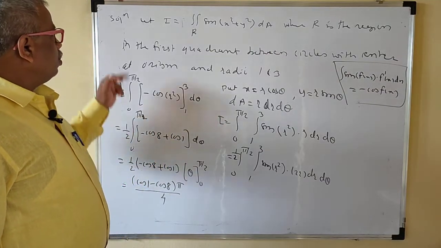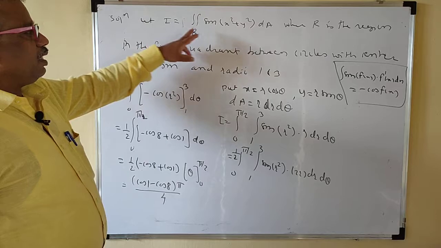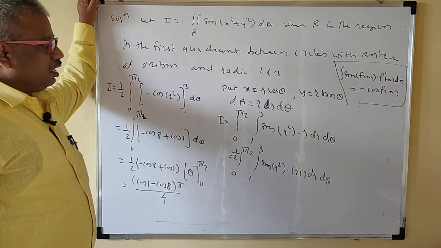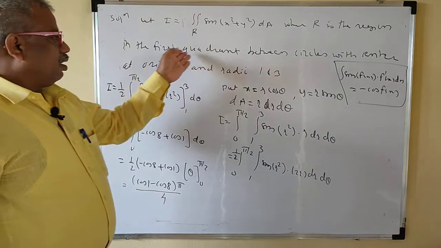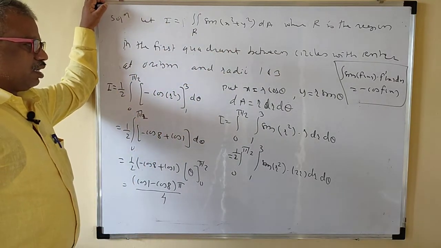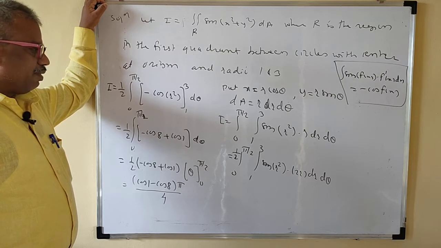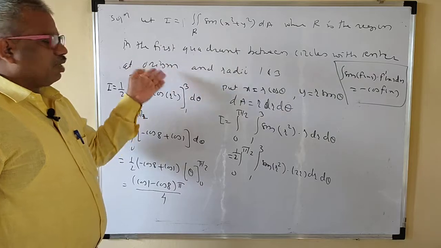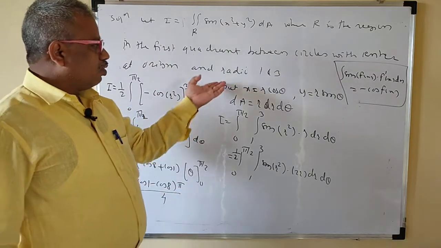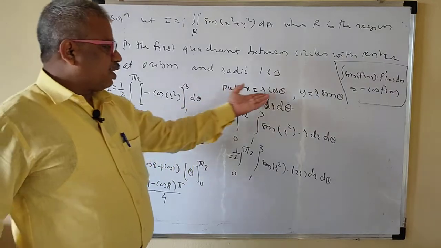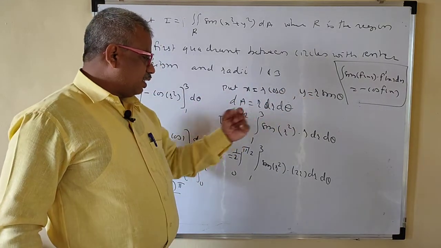So see, this problem is the double integral over R of sin of (x square plus y square) dA, where R is the region in the first quadrant between the circles whose radius is 1 and 3 and having center at the origin. Now x square plus y square is there and your region is a circular region, so we can solve this problem with the help of polar coordinates. So put x equals r cos theta, y equals r sin theta.